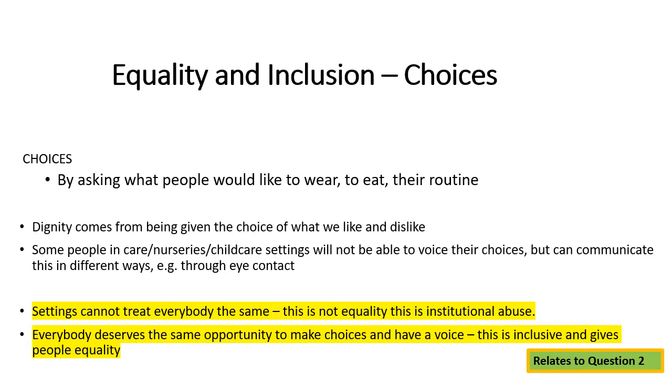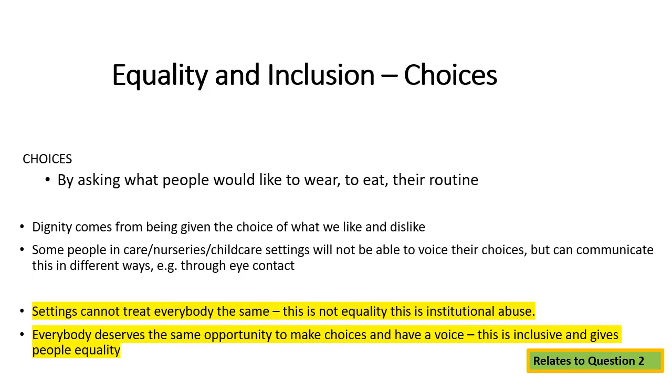Dignity. By giving the choice of what we like and dislike, that promotes our dignity. Some people in care, nurseries, childcare settings, like I said before, will not be able to voice their choices, but can communicate in different ways. So that could be eye contact. If it's something they want to wear, you might go in the wardrobe and choose a couple of their outfits and give them the choices that way. Take them to the wardrobe, let them show you what they want to wear.